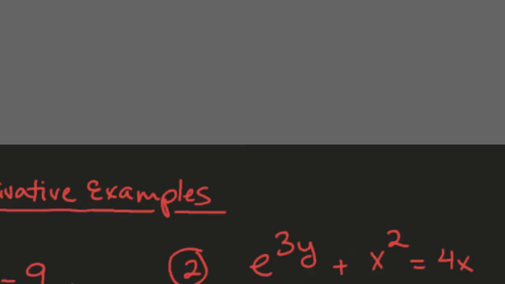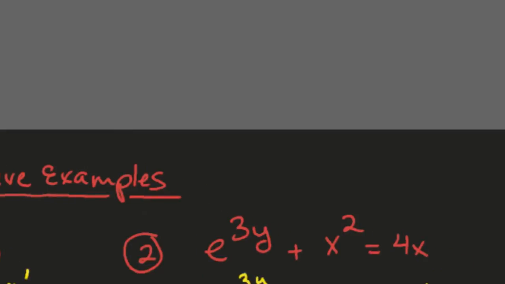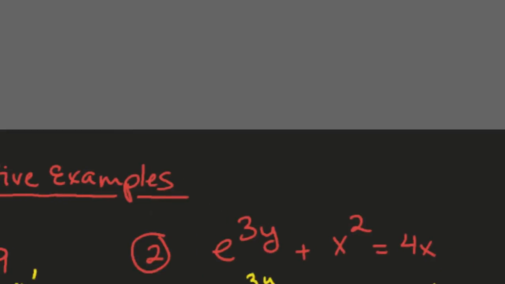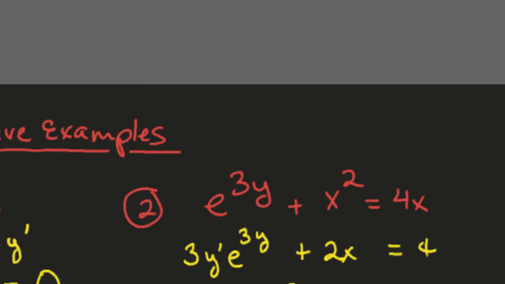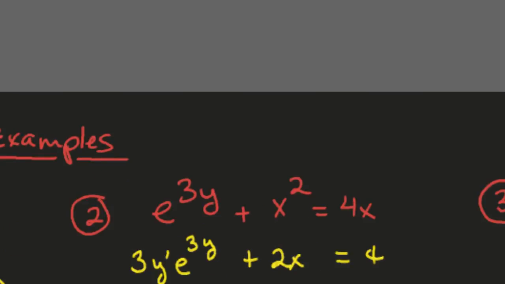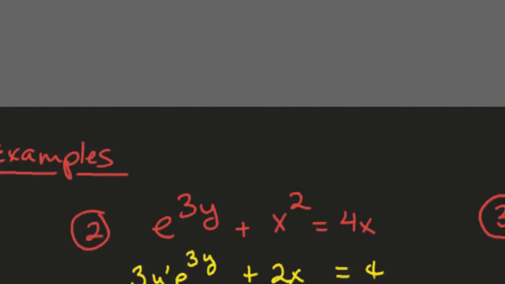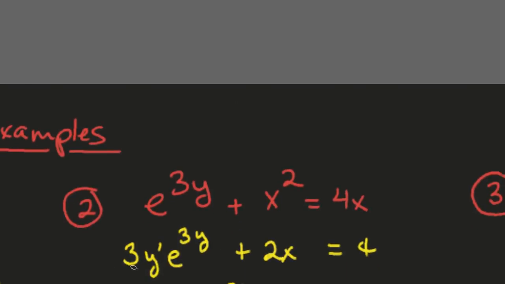Number 2. This is the problem. Go ahead and try it. Pause the video. Alright, if you've tried it, you should have seen this as the first step. Here we've got 3y prime because the derivative of 3y is just 3, and then we derived a y, so we have the y prime.